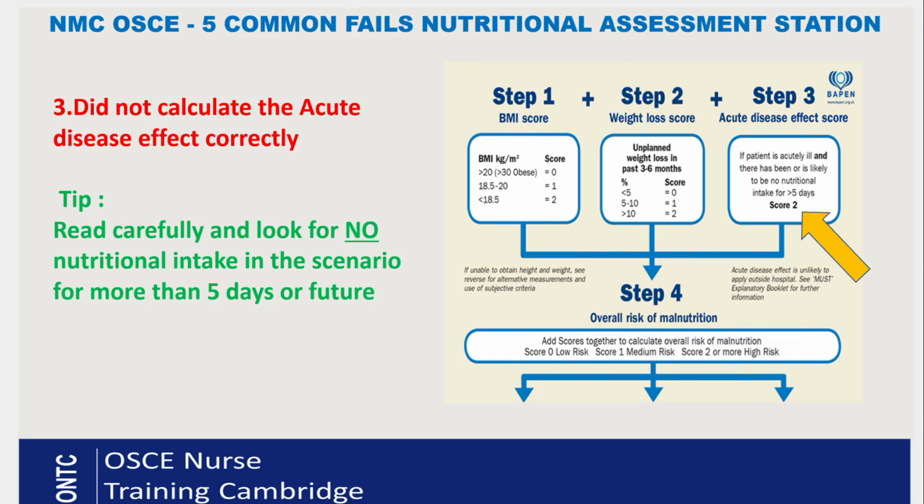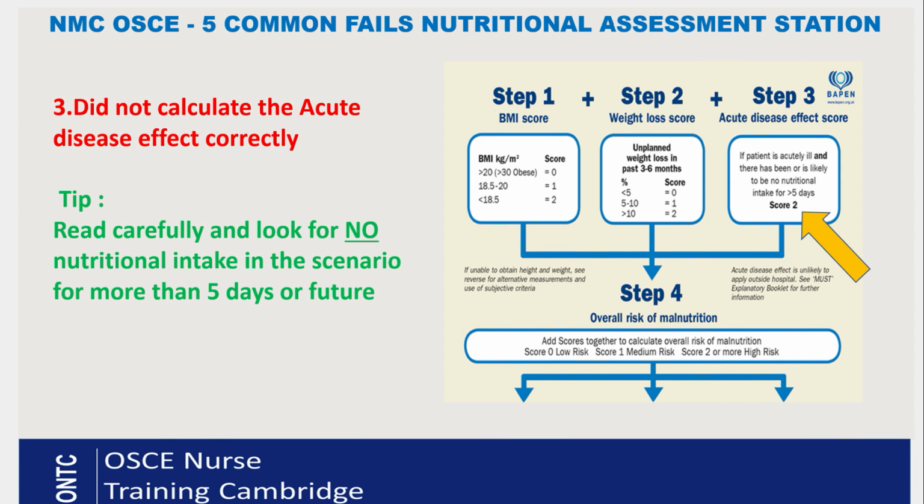Okay, so the next step is step number 3, which is the next mistake, mistake number 3, the most common fail, which is not calculating the acute disease effect correctly. I guess the mistake happens because you sometimes are looking for the words acute disease only, and then you end up scoring 2. Now that's not what the definition of acute disease effect is. Acute means every patient who is coming to hospital getting admitted is probably acutely ill. That's not what the definition says.